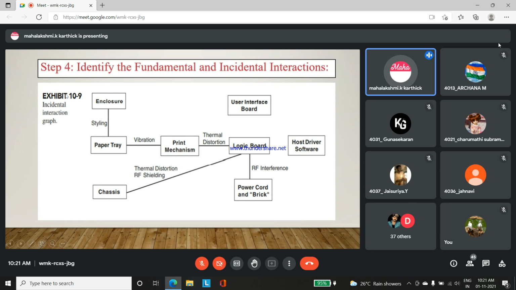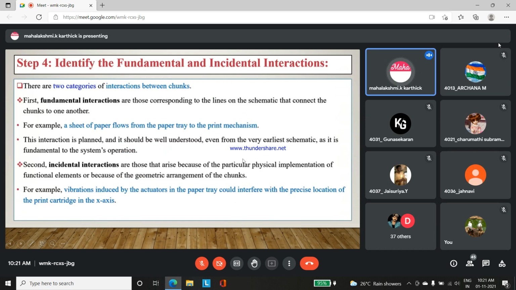So when you are working under the step 4 process, you imagine you are a team member working on it. You are going to identify the fundamental and incidental interactions for the DeskJet printer. So you have to draw an incidental interaction graph. Before going to this diagram, first understand the two categories. This is a 2-mark question in your exam. Two categories of interaction between chunks.